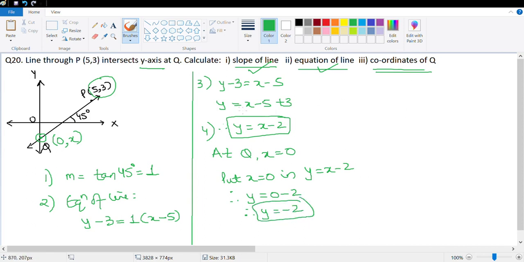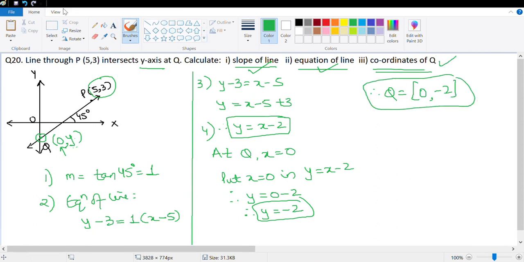So, why did I write it x? This is y. My mistake. The coordinate will be 0, comma y. The x coordinate is 0 and the ordinate is y. Therefore, Q is equal to 0, comma negative 2.